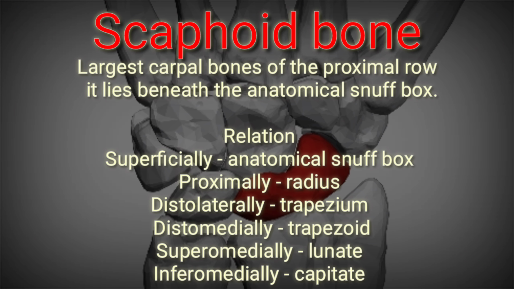The scaphoid bone. The scaphoid bone is the largest carpal bone of the proximal row and it lies beneath the anatomical snuff box. Relation: superficially anatomical snuff box, proximally radius, disto-laterally trapezium, disto-medially trapezoid, superomedially lunate and inferomedially capitate.